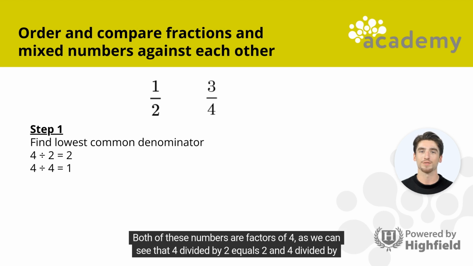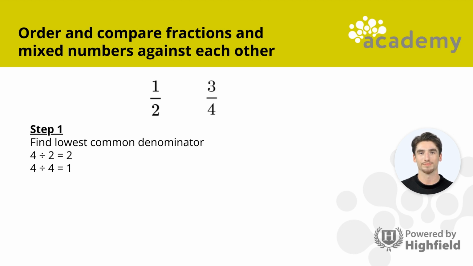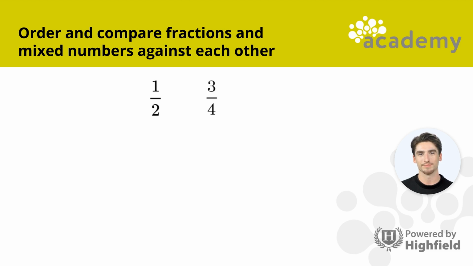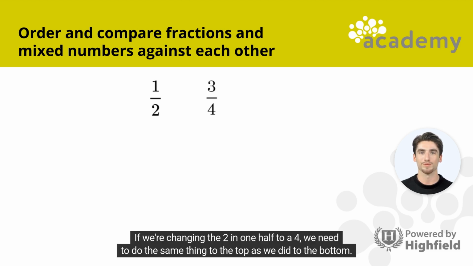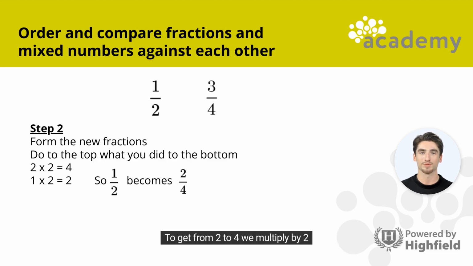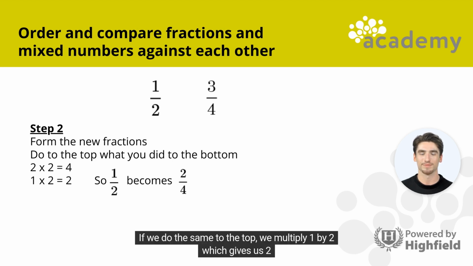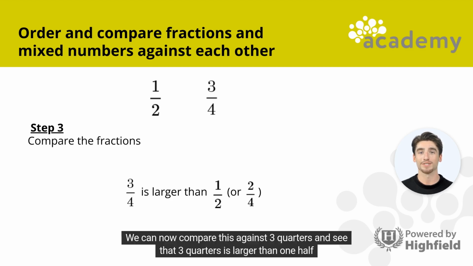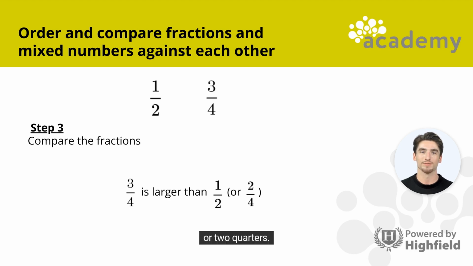Both of these numbers are factors of 4, as we can see that 4 divided by 2 equals 2 and 4 divided by 4 equals 1. As 4 is already the denominator for 3/4, we can leave this as it is. If we're changing the 2 in 1/2 to a 4, we need to do the same thing to the top as we did to the bottom. To get from 2 to 4, we multiply by 2. If we do the same to the top, we multiply 1 by 2, which gives us 2. So 1 over 2 becomes 2 over 4, or 2 quarters. We can now compare this against 3 quarters and see that 3 quarters is larger than 1 half, or 2 quarters.